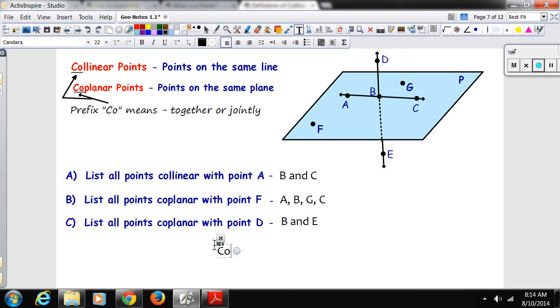So you could put collinear points are also coplanar points. And again, pause the video if you need more time to write those things down, but those are just coplanar and collinear.